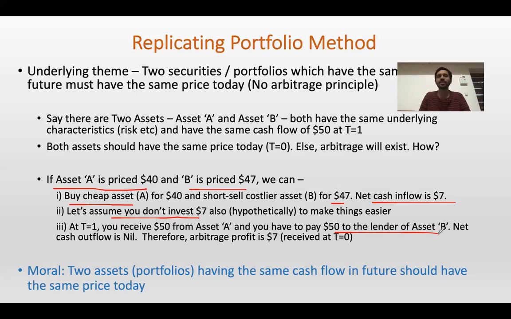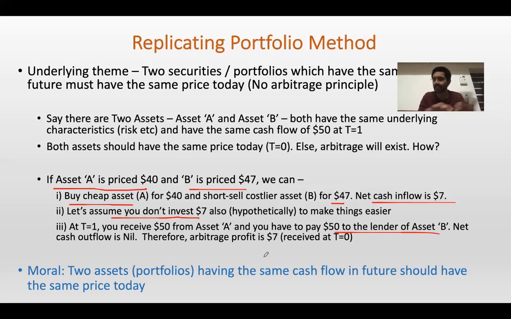So today at t equal to 1, the cash flow for me is actually nil, because I have an outflow of $50, I have an inflow of $50. So the cash outflow for me today is actually nil. The arbitrage profit, if you actually see, is $7, because at t equal to 0, I took no risk, because I bought one asset and I sold a similar asset which has the same characteristics, right?